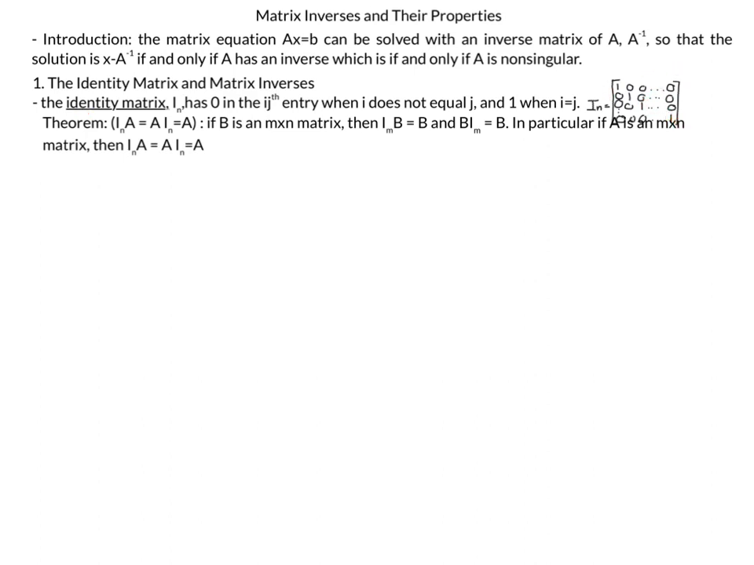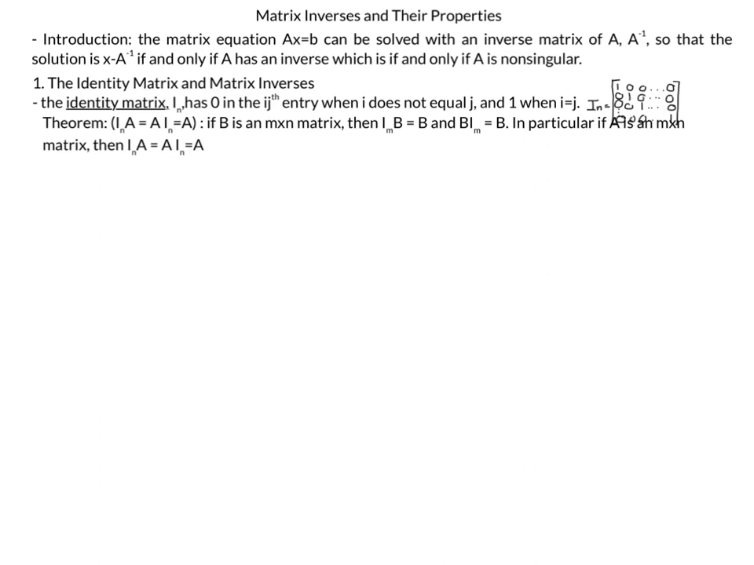So we have this theorem: I_n A equals A I_n, which is equal to A. This is the summary of my theorem. If B is an m by n matrix, then I_m times B equals B, and B times I_n equals B. In particular, if A is an n by n matrix, then I_n times A equals A I_n, which is equal to A.